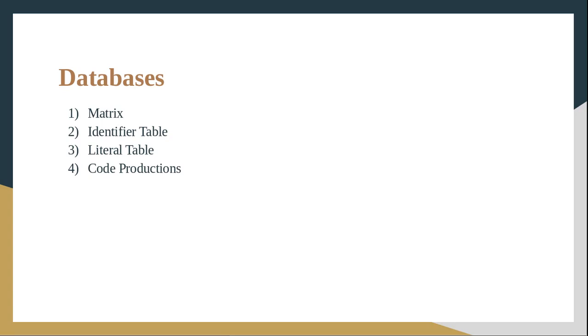So the first one is matrix, then identifier table, literal table, code productions. Matrix, identifier table, and literal table we have already seen in the previous phases. Matrix means it is the intermediate form of our source program. Identifier table contains information about all the variables in the source program. Literal table contains information about all the constants in the source program, and the code productions table we have seen in the beginning of today's video.